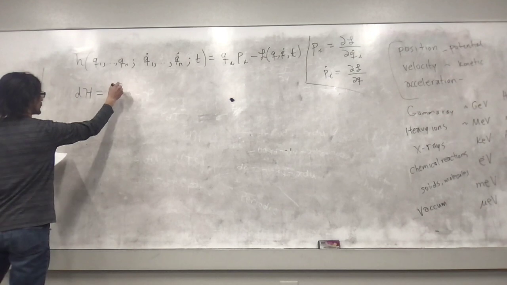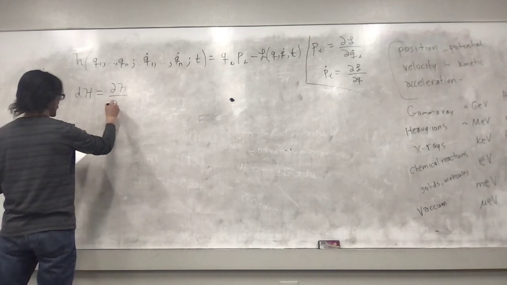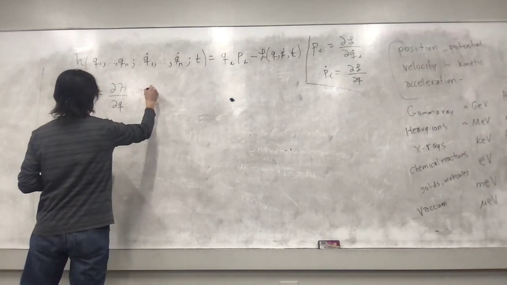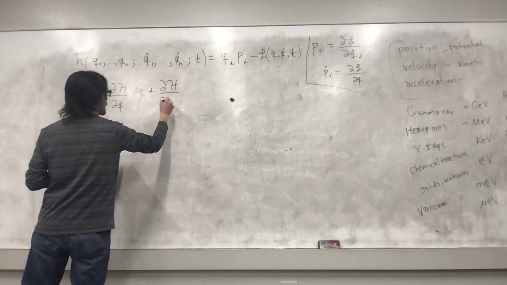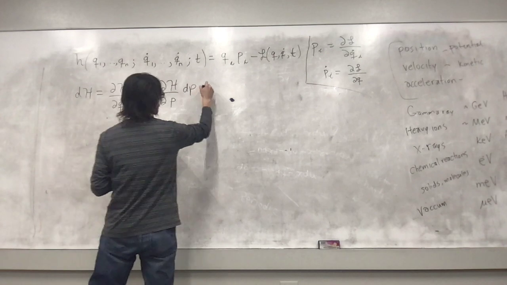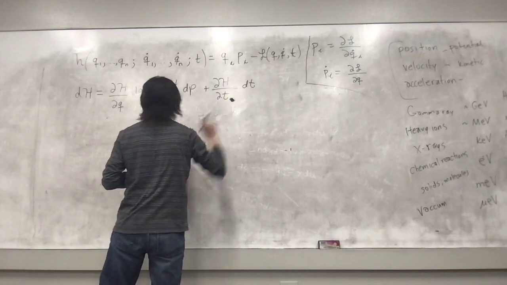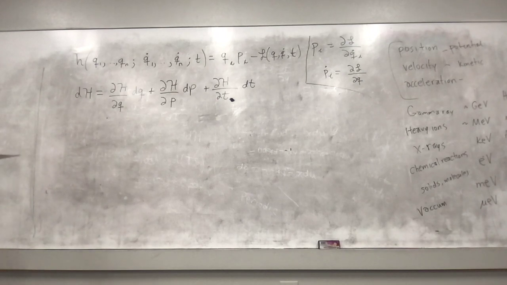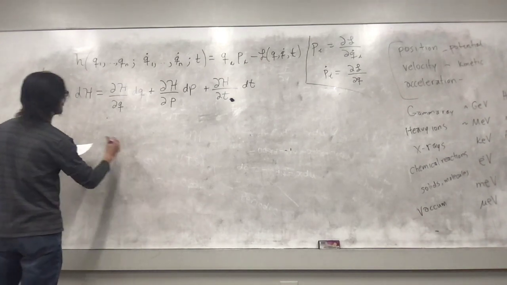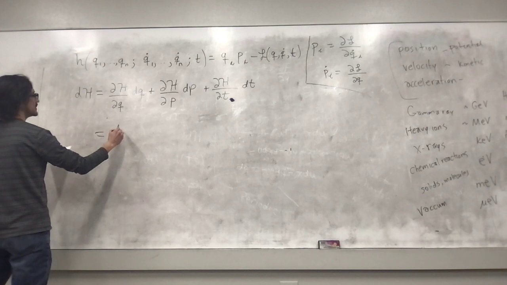So dh is the total derivative of the Hamiltonian. So it's going to be partial derivative with respect to q, dq, plus with respect to p, dp, and with respect to time. And we have our definition over here. So this is equal to the little h.